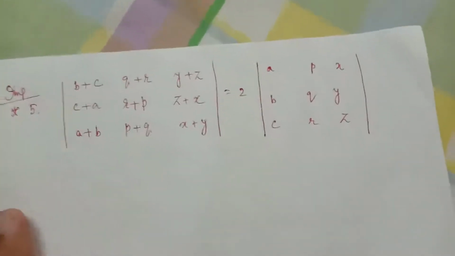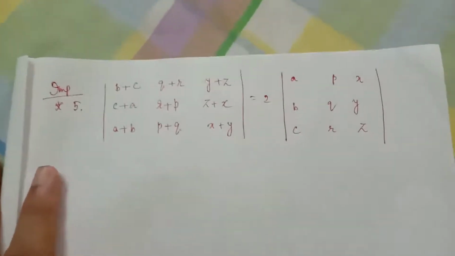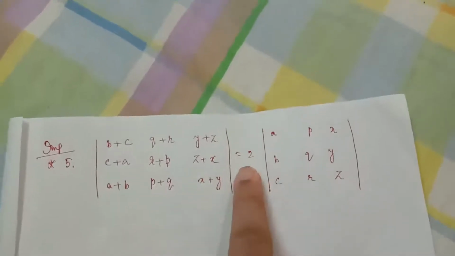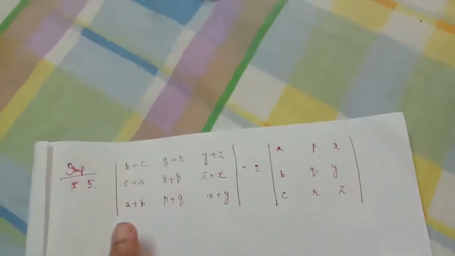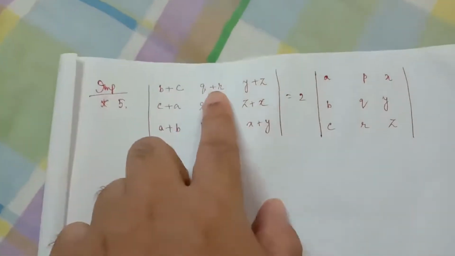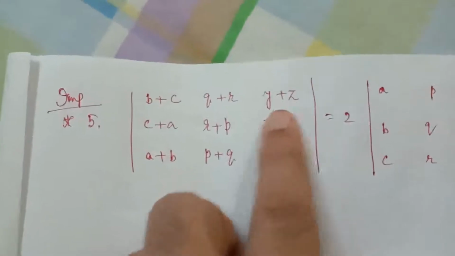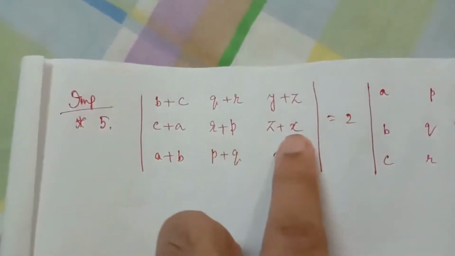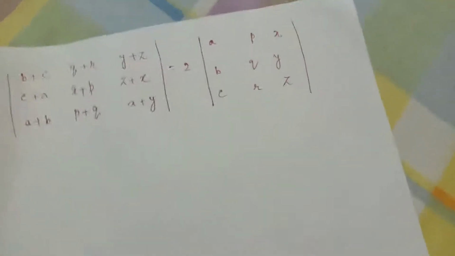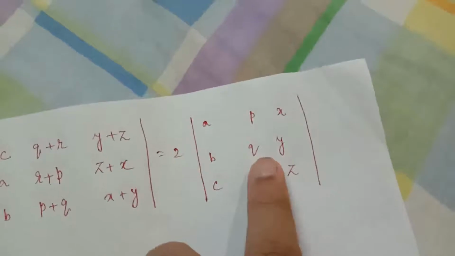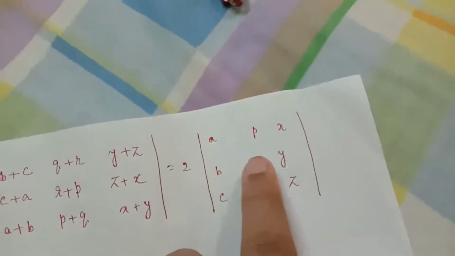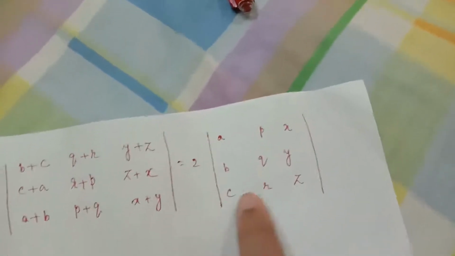Next, here in this question we have to prove the value of this determinant is equal to twice the value of this determinant. The determinant on the left hand side has first row B plus C, Q plus R, Y plus Z. Second row C plus A, R plus P, Z plus X. Third row A plus B, P plus Q, X plus Y, equal to 2 into a determinant whose first row is A, P, X, second row B, Q, Y, and third row C, R, Z.